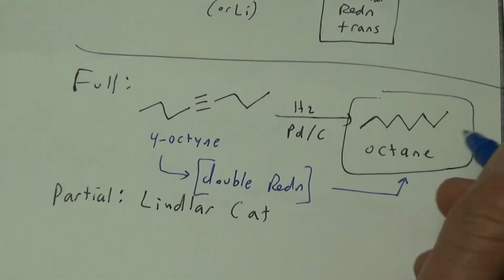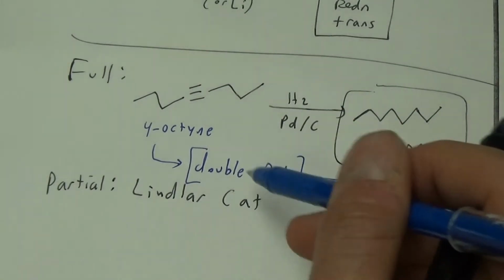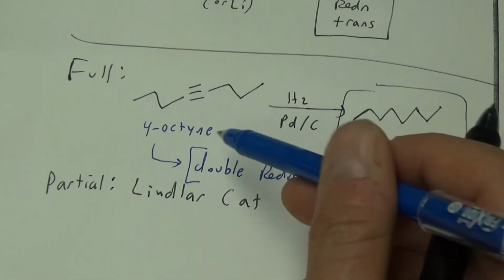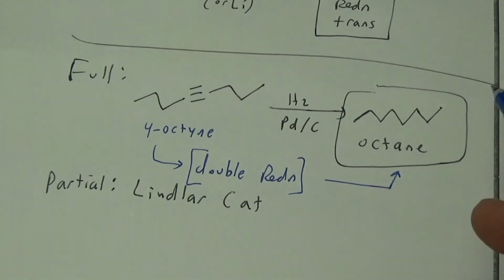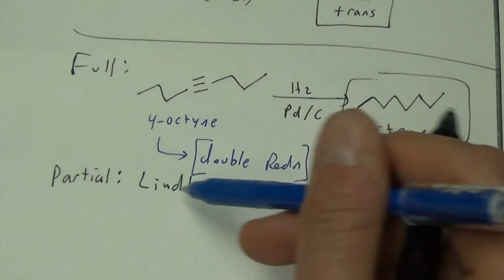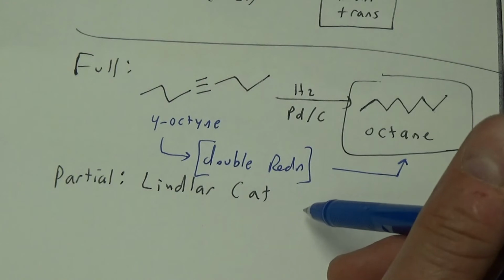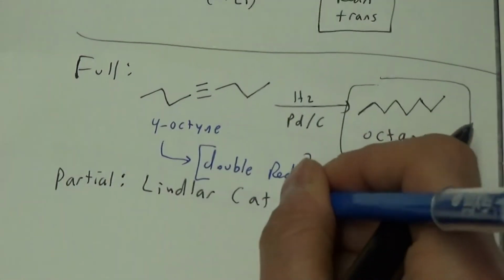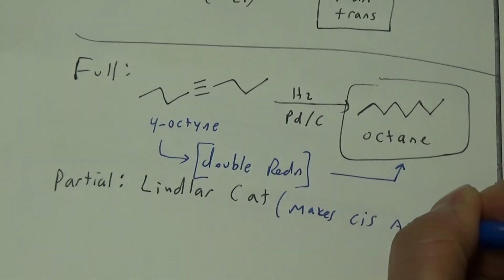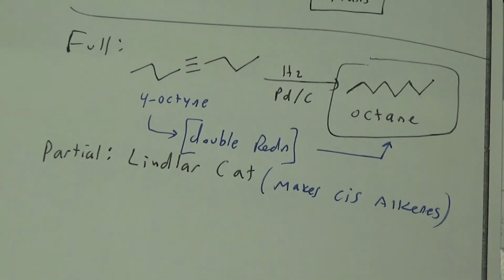If you look in Chapter 12, the alkene chapter, it's like how we described H2, palladium and carbon reducing alkenes to alkanes. It's the same thing. It's not that exciting, so we're going to skip it and focus more on the Lindlar and the other one, the sodium ammonia. So what does Lindlar do? It reduces alkynes to cis alkenes.